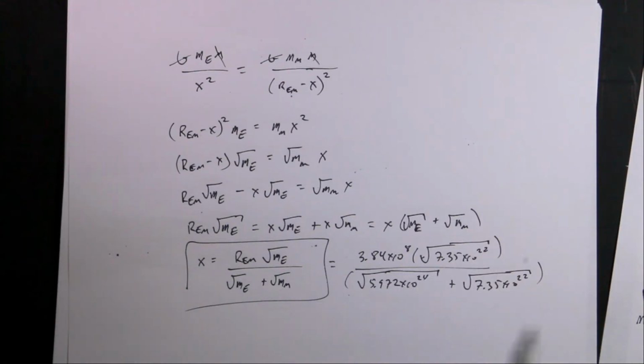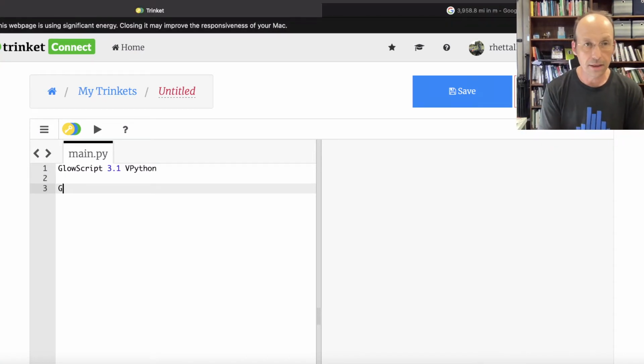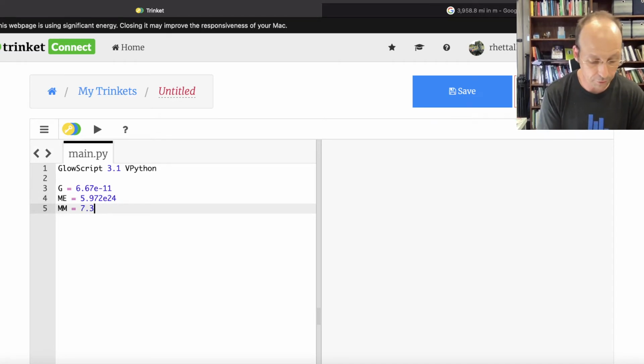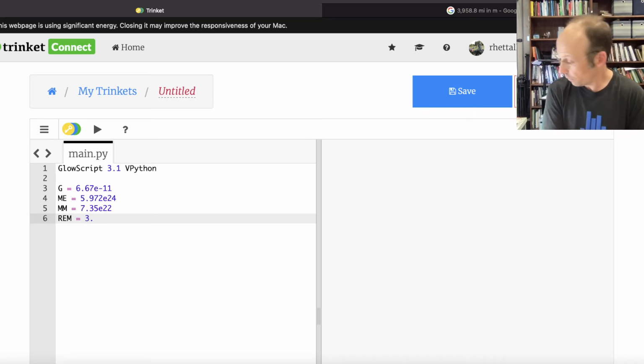I'm going to switch over to Python and calculate this because I don't like typing that into my calculator. I'm a big baby when it comes to calculators. So let's switch over to Python just as a tool to do this. I can go ahead and put in my constants here. This is a better way to do it. 6.67 times 10 to the negative 11th is G. M_E is 5.972 times 10 to the 24th. M is 7.35 times 10 to the 22. R_EM is 3.84 times 10 to the 8th.